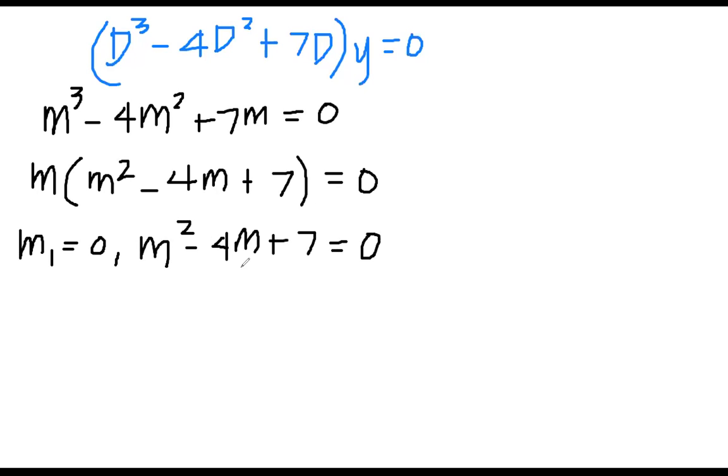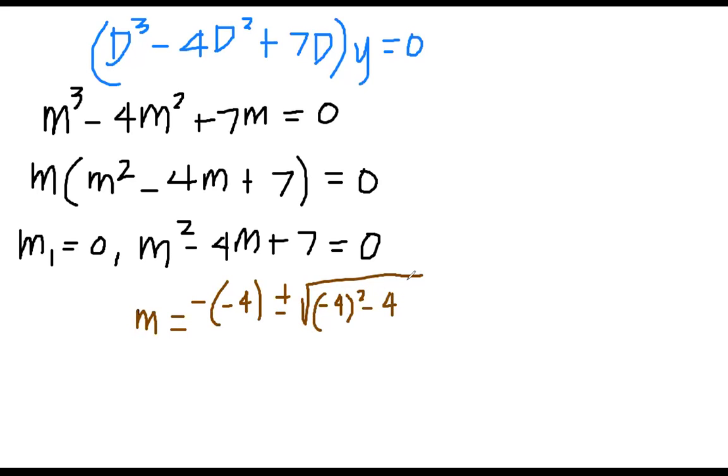Now, since you cannot factor this, because the factors of 7 are 7 and 1, as it's a prime number, we use the quadratic formula to solve for the roots of this quadratic equation. Let me just change the color of this one. m is equal to negative b, so negative b is negative of negative 4, plus or minus square root of b squared, that is negative 4 squared, minus 4ac, so 4 times a is 1, c is 7, all over 2a, 2 times 1.